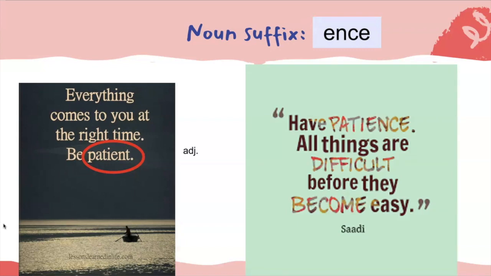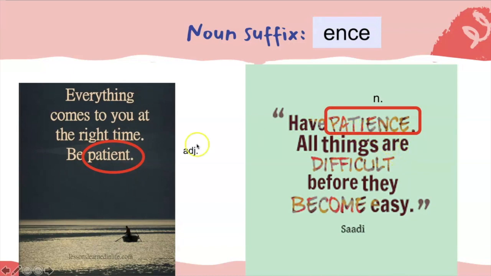So here we have another quote. Have patience. All things are difficult before they become easy. It's very obvious that patience here is a noun because it goes after the word have. We usually have something, right? That's why patience here is a noun. And it means the capacity to accept or tolerate delays, problems, or suffering without becoming annoyed or anxious.